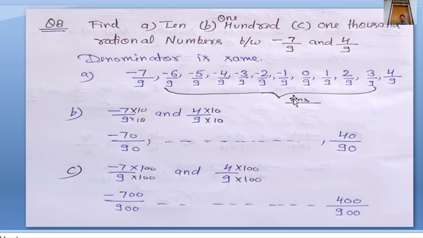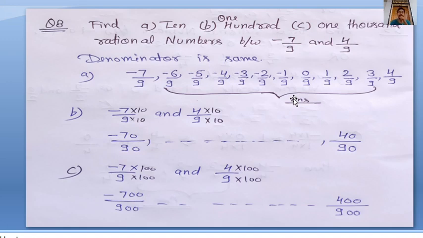Okay, now the B part. In the B part you have to insert 100 numbers there. Is it a problem? No, I think there is no problem.